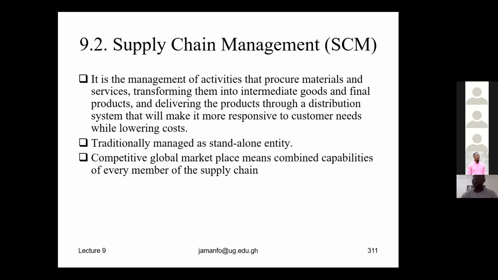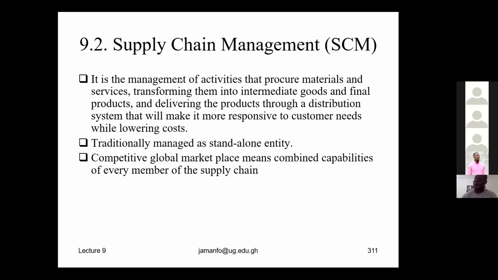And that is the collaboration we are talking about. That is the partnership we are talking about. That is how, when we manage supply chains, it improves competitiveness for organizations that sit along the supply chain. Okay.